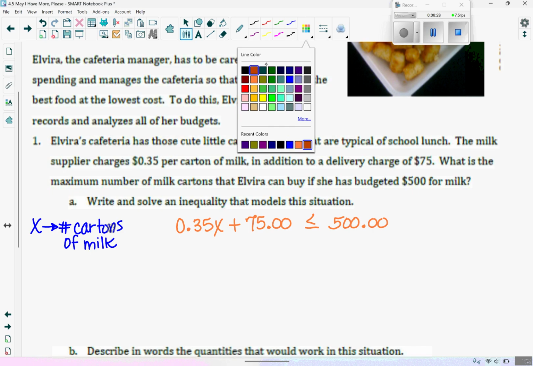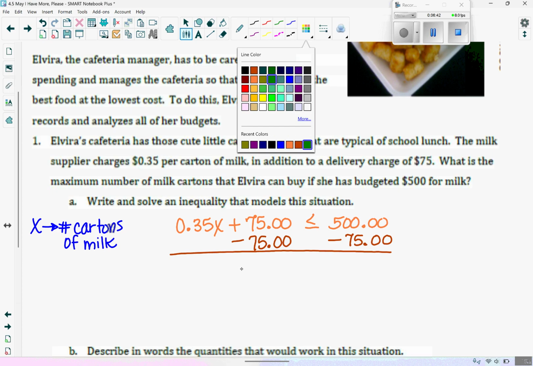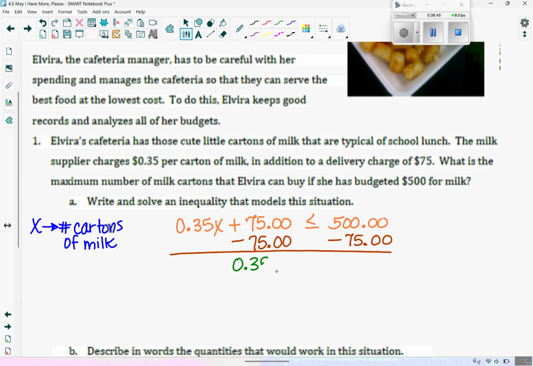Next thing I'm going to do is I'm going to solve it just like I did inequalities yesterday. So we're going to subtract the $75 and we're left with 0.35x on the left is less than or equal to, oh, I started writing the wrong thing there, $425. All right.